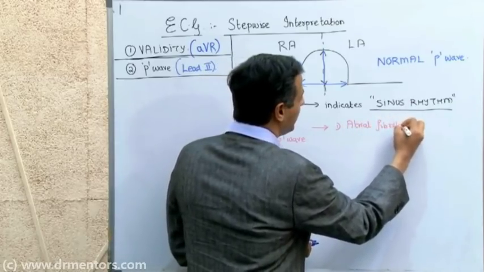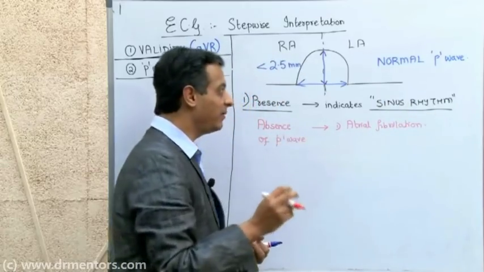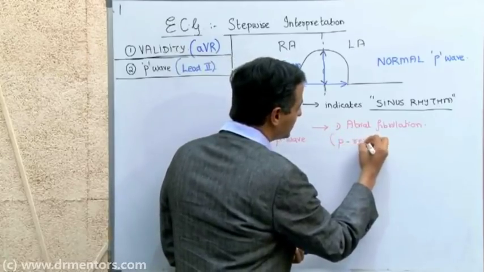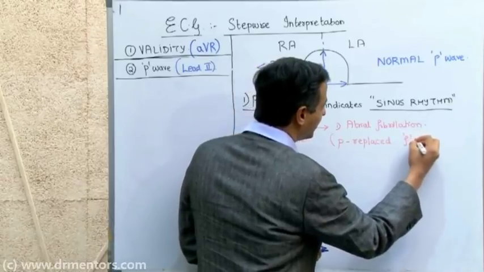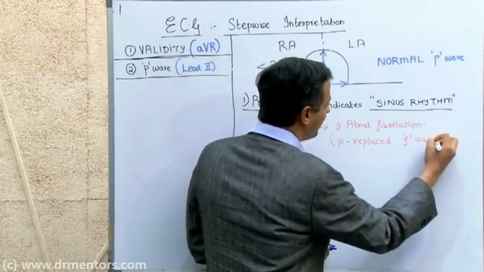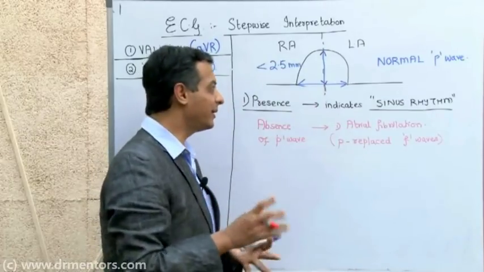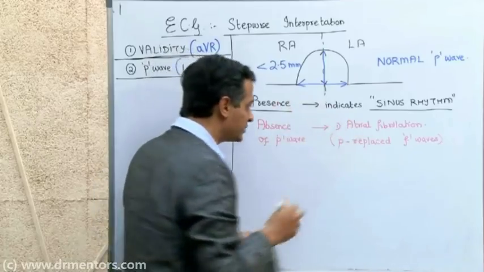It is atrial fibrillation. Here, technically, the P wave is not absent, but the P wave is replaced by the F wave, that is the fibrillatory wave. The F waves, fibrillatory waves, will be there. For theoretical purposes, absent P wave is atrial fibrillation.